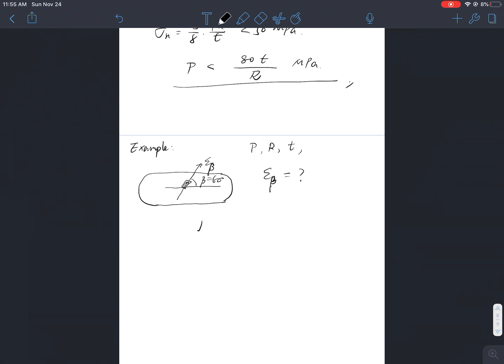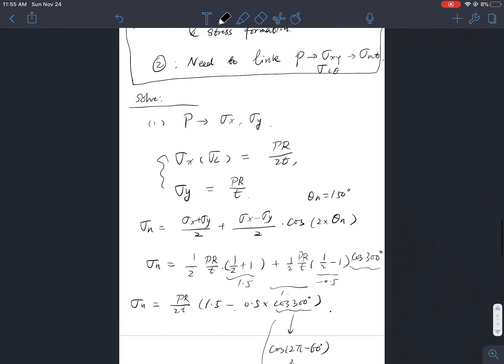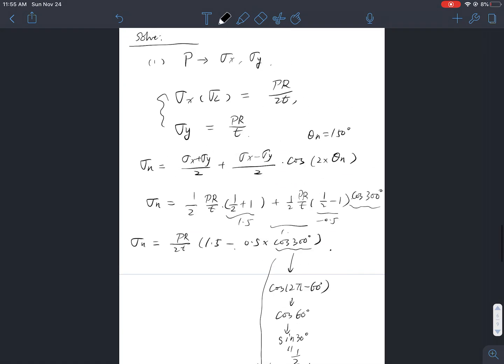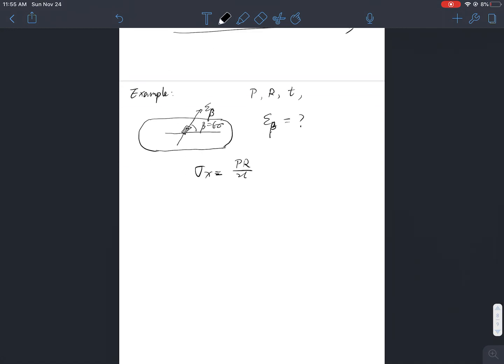First, you do the same thing as we did before. Sigma x equal to PR over 2T. Take a look if you don't remember it. You see it? PR over 2T. Sigma y equal to PR over T.